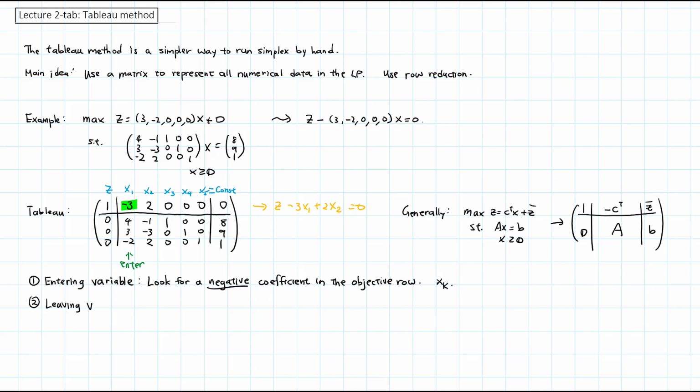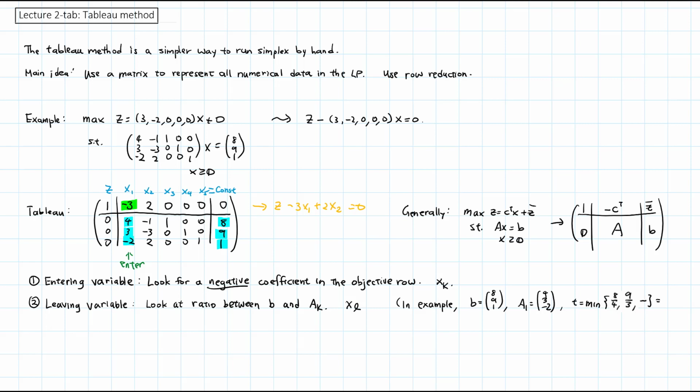Next, we're looking for the leaving variable. We are still comparing the ratios between two vectors, the right-hand side b and the column vector for our entering variable, ak. We still calculate the same t and pick the one that has the smallest positive value, and we will pick the leaving variable from there. We call it xl. In our example, our b is 8, 9, and 1, and our a1 is 4, 1, and minus 2. We then pick t from the minimum of these three numbers, which is 2. So x3 is our leaving variable.